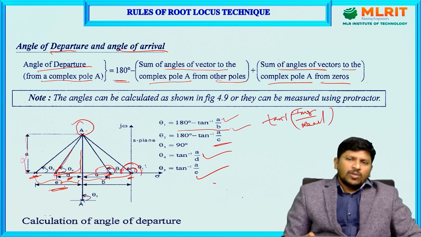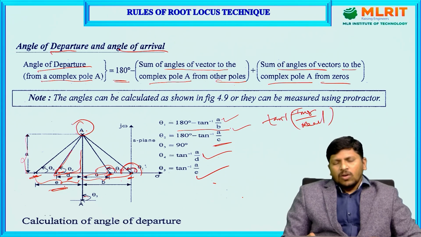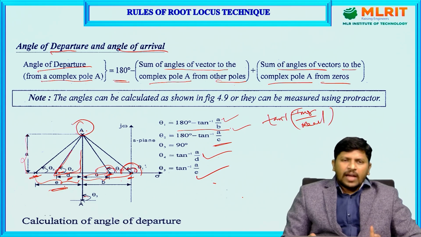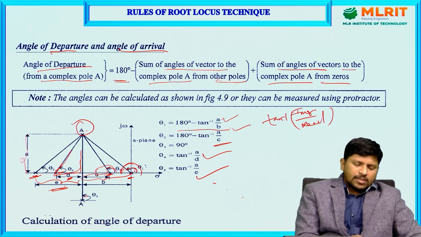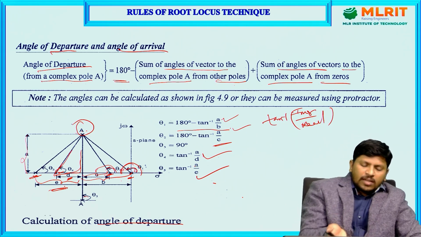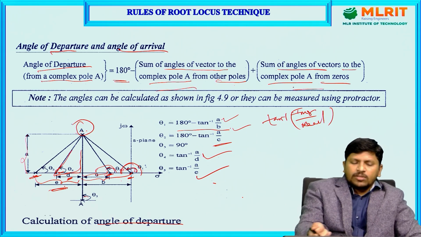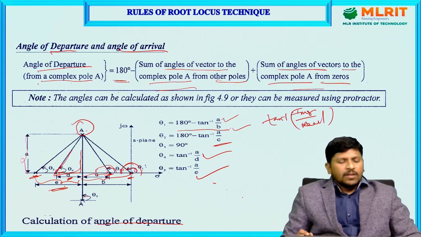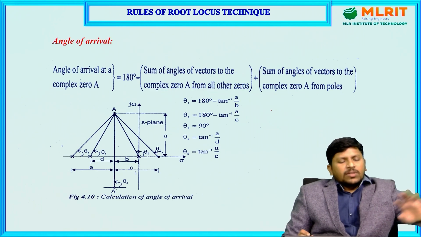Like that we are going to calculate the angles, or else you can use the protractor directly to measure the angle values. Okay, the calculation of angle of departure is like this. All the angle values, just substitute here, and you will get the angle of departure. Next coming to the angle of arrival.